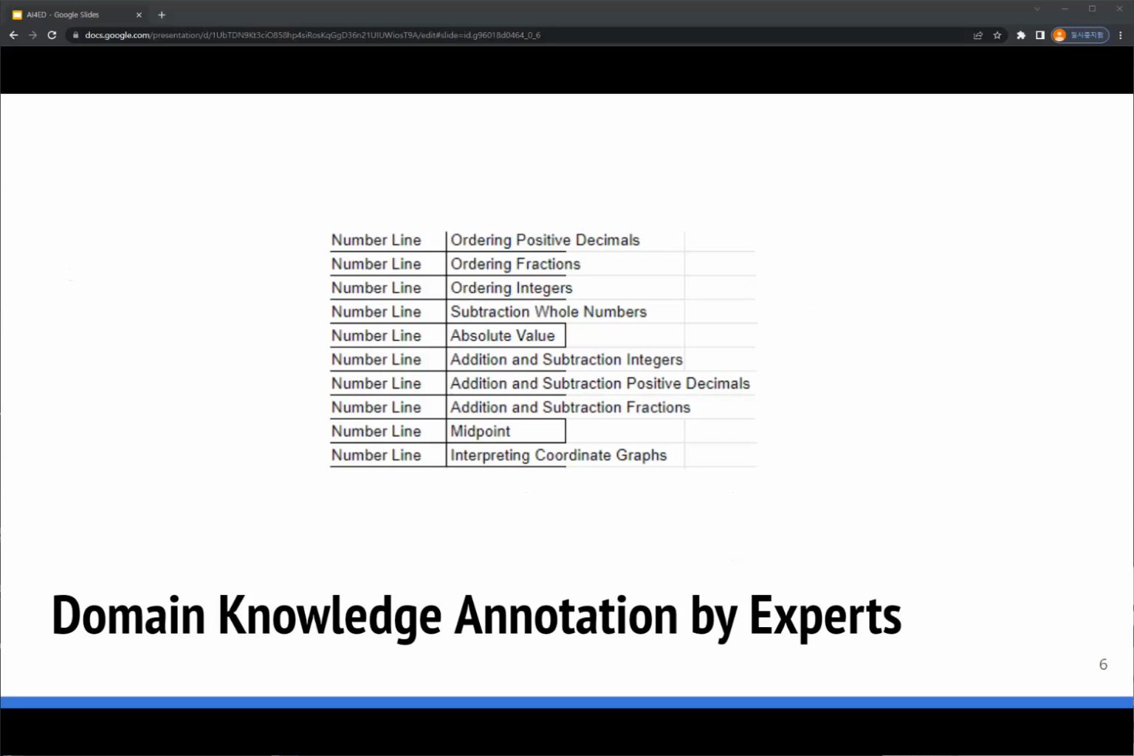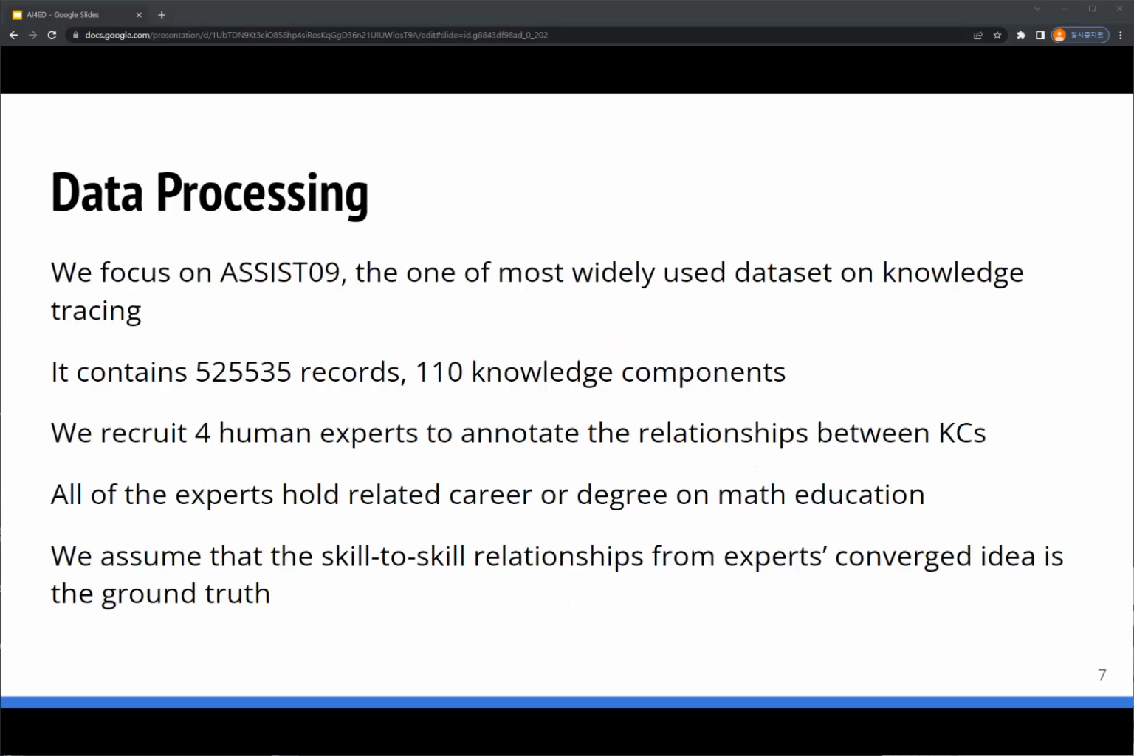First, let me get into the details of annotation. We focus on the ASSISTments 09 dataset, which is one of the most widely used datasets in knowledge tracing. It contains more than 500,000 logs and 110 knowledge components. We recruited 4 human experts to annotate the relationship between knowledge components. All of the experts hold related careers such as math instructor or math teacher, or a related degree like math education or math. We assume that the skill-to-skill relationship from the experts is the ground truth.